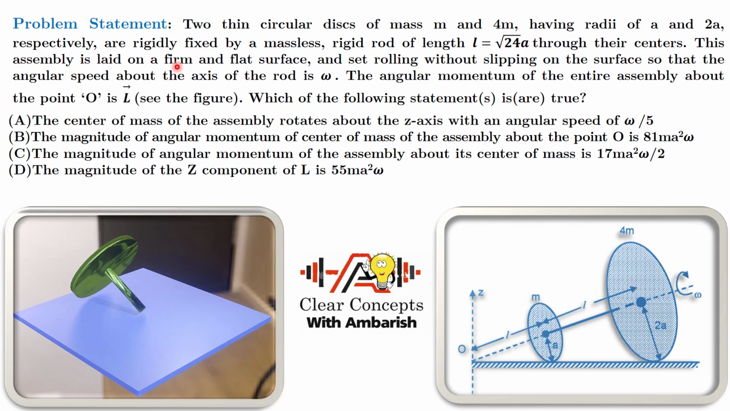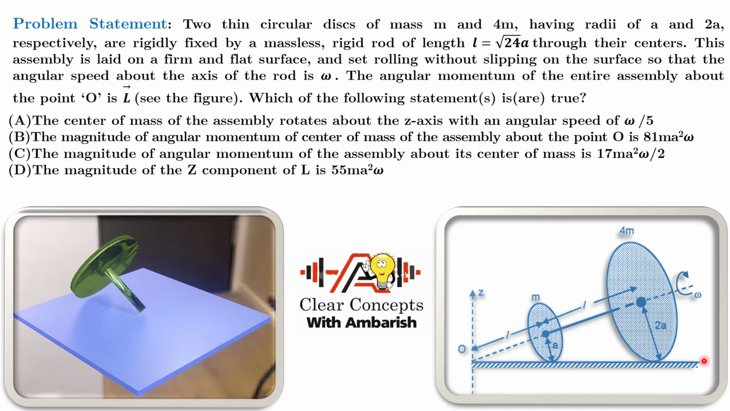This assembly is laid on a firm flat surface and set rolling without slipping on the surface, so that the angular speed about the axis of the rod is omega. Okay, so in this case there are 2 angular velocities involved. One is the spinning omega. The disc itself is spinning about its own axis, but this axis itself is revolving on the table such that there is no slipping of the disc relative to the table. So one is the spinning omega and one is the revolution omega. Okay, so these are the omegas that are involved.